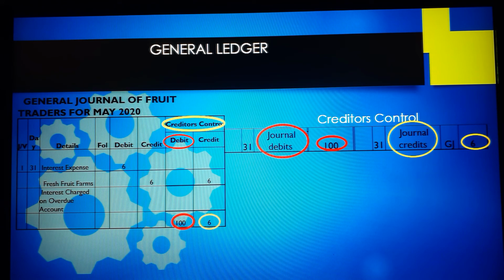In the same way, this does not cancel out anything else we have learned about creditors control. We still need to enter from the creditors journal and the creditors allowances journal and the cash payments journal when we are drawing up the creditors control account.